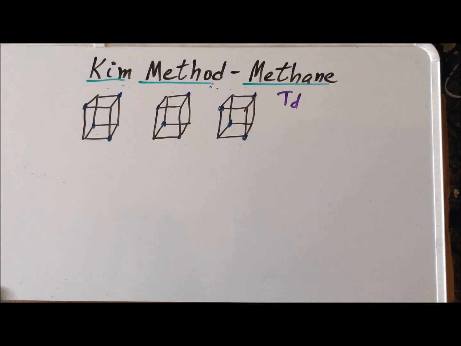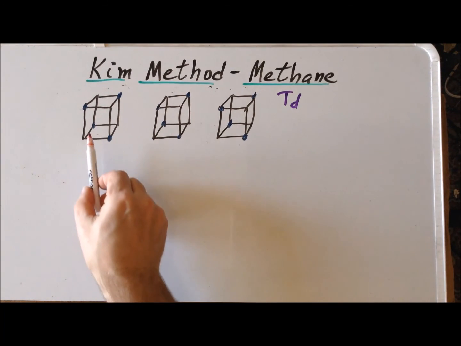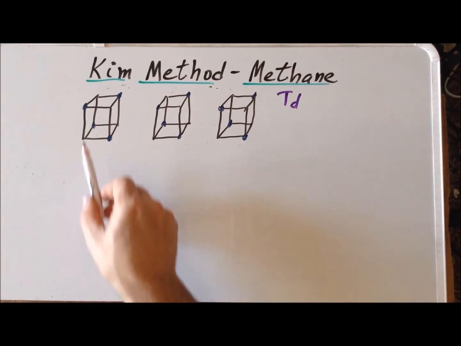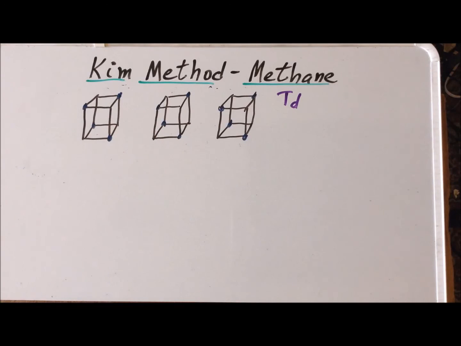Now we are going to derive the bending motions of methane using the Kim method. Again, we're going to use the trick that we can inscribe the tetrahedron conveniently inside of a cube. Here we've drawn 3 separate cubes just so that we don't clutter up one of the cubes trying to show all 6 of the bending motions. So since we have 6 bending motions, we'll represent 2 on each of the 3 cubes for clarity.